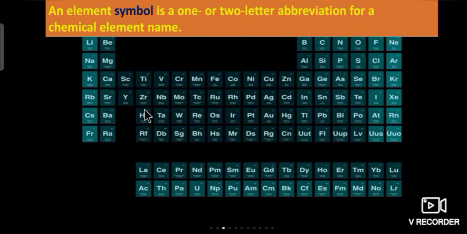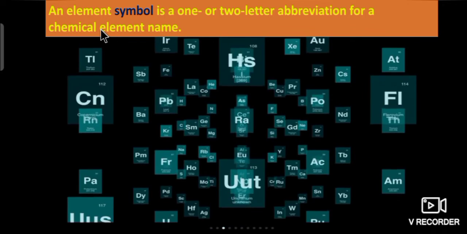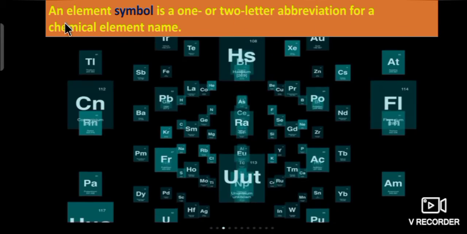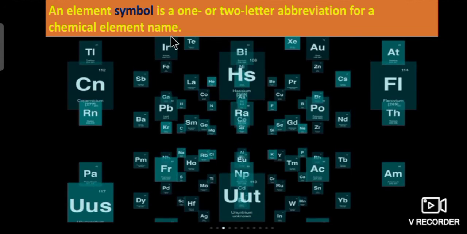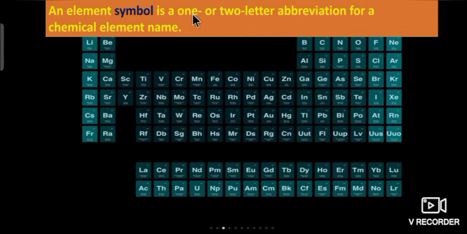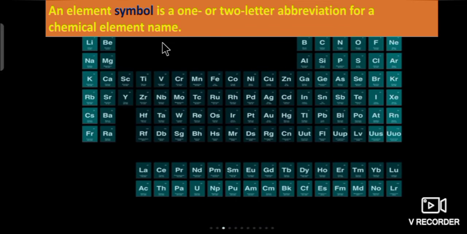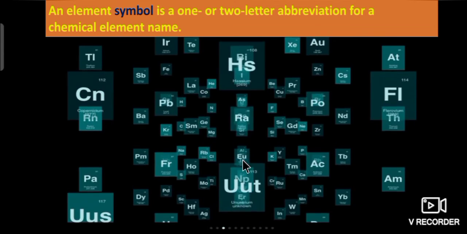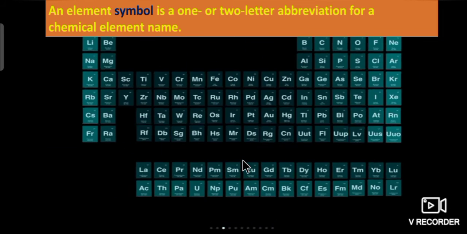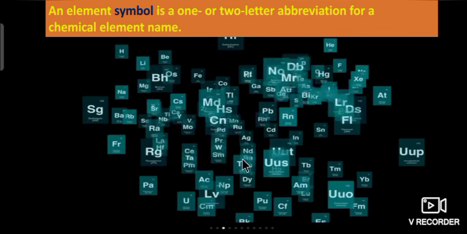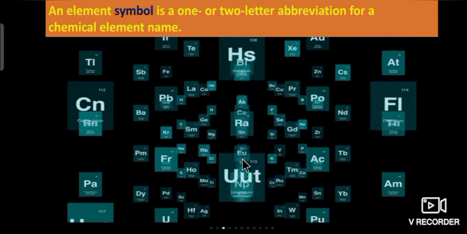Students, what is the symbol of an element? An element symbol is a 1 or 2 letter abbreviation for a chemical element name. This is the periodic table. Many known elements are present in the periodic table, and from that we will learn about element symbols.